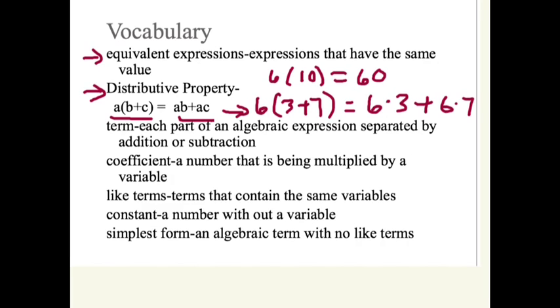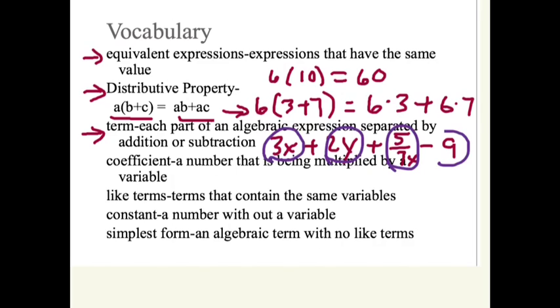The next few vocabulary words are going to be really necessary for us to move forward in understanding certain things in algebra. So one thing that we're going to talk about is the idea of a term. A term is each part of an algebraic expression. So for example, if I have 3x plus 2y plus 5 over 7x minus 9, what I have here would be an algebraic expression that is displaying 4 terms. Notice I've got 4 pieces, in a sense, that are being separated by addition and subtraction. So terms are parts of an algebraic expression.